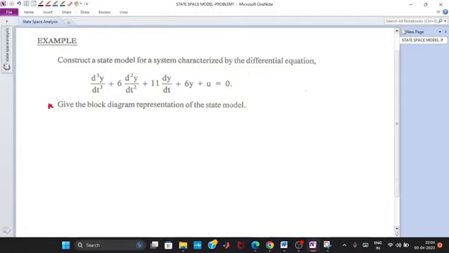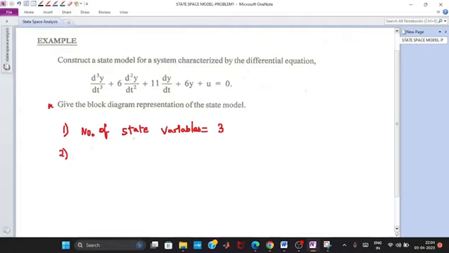So while you are solving the state model based problem, first you have to determine the number of state variables. What is the meaning of state variable? That is very easy. The number of state variables is nothing but the order of the equation. The order of the equation is 3, so the number of state variables is equal to 3. And next you have to determine which variable you can keep as the state variable.